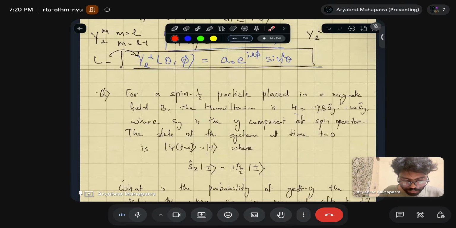So we have one more question right here, and it is related with the spin.